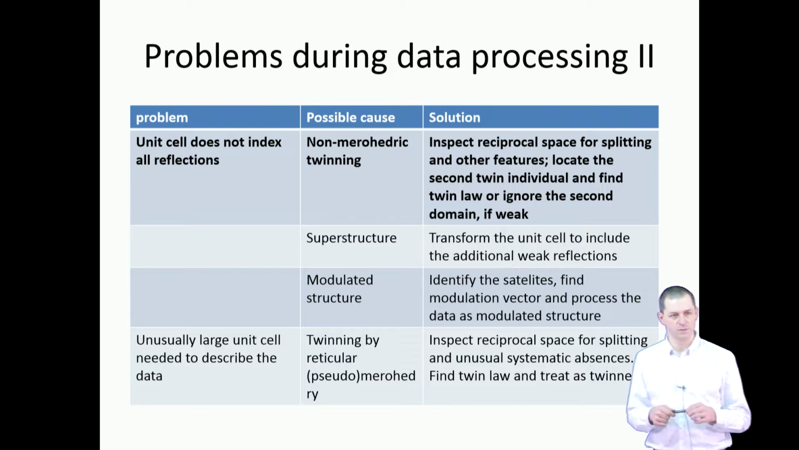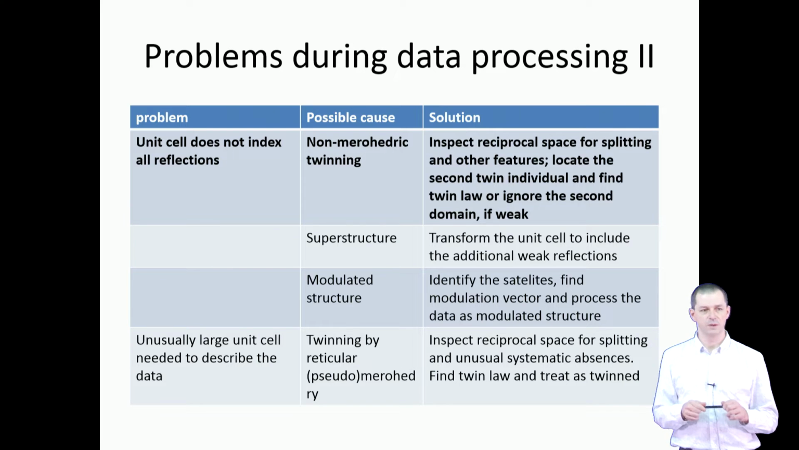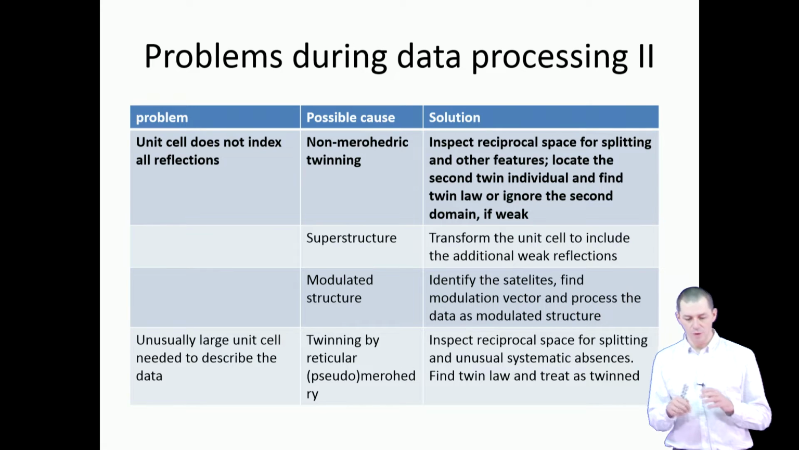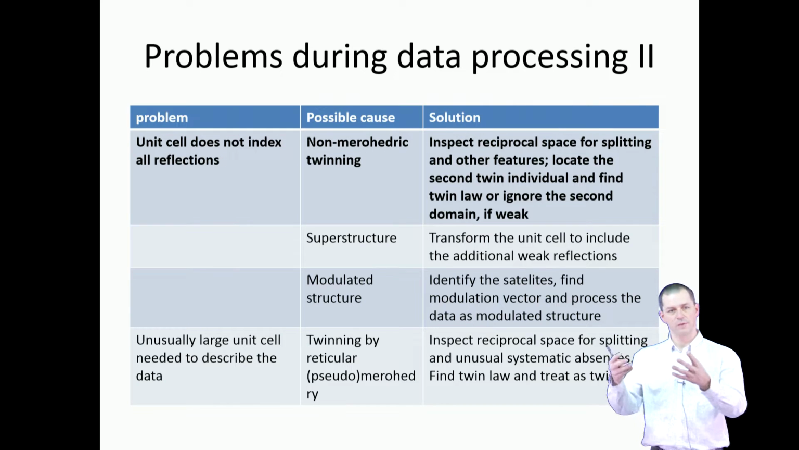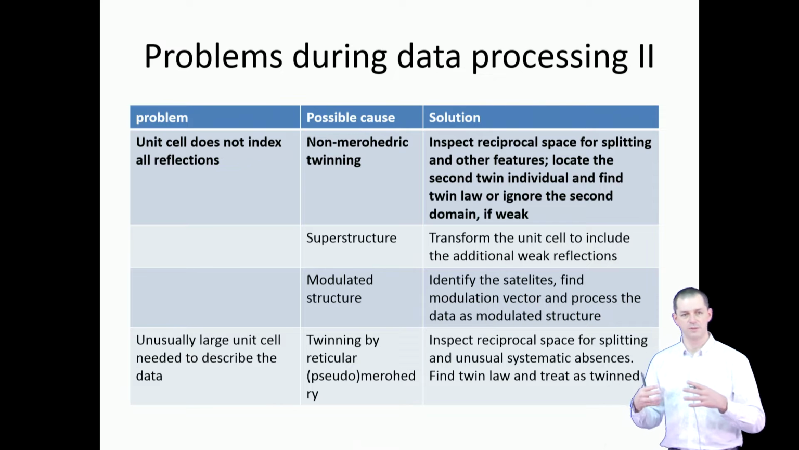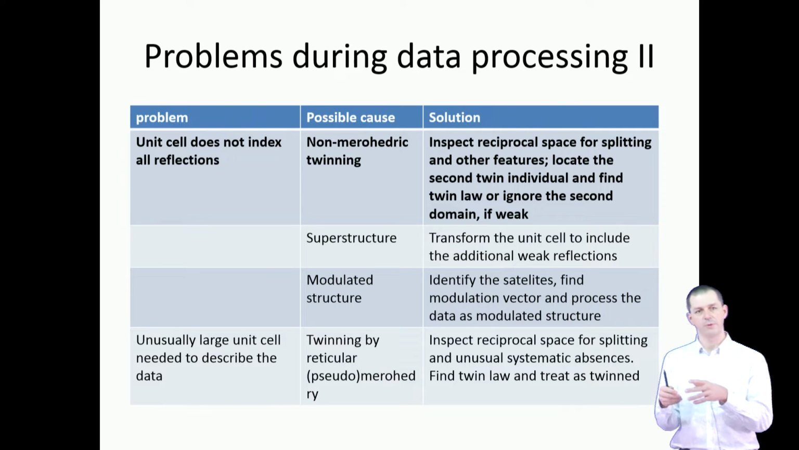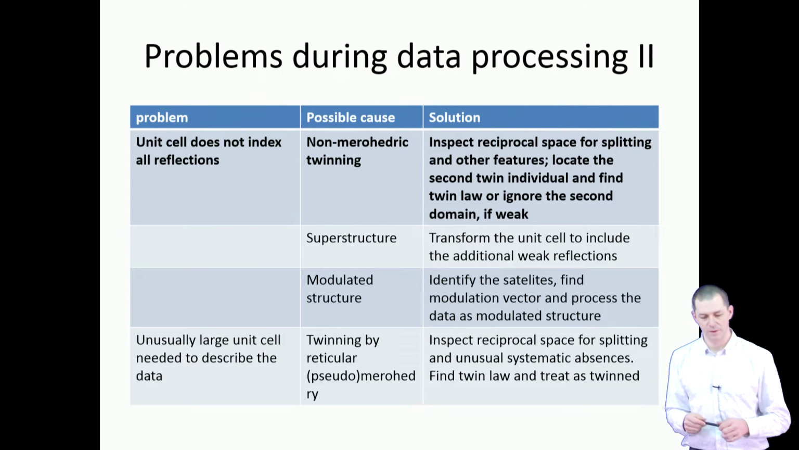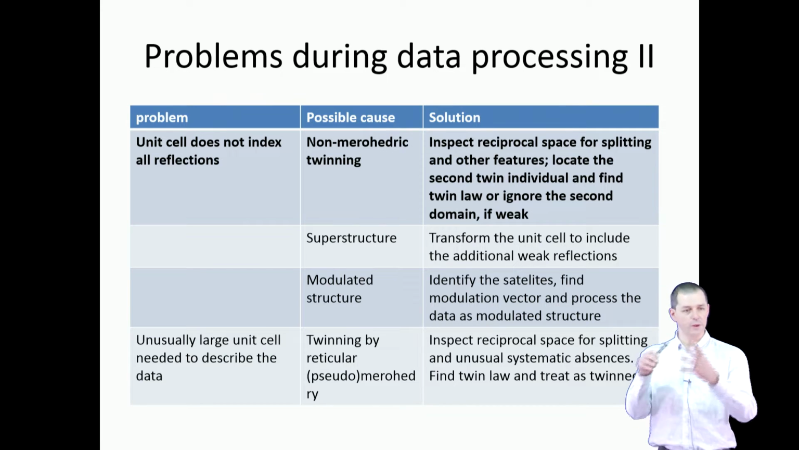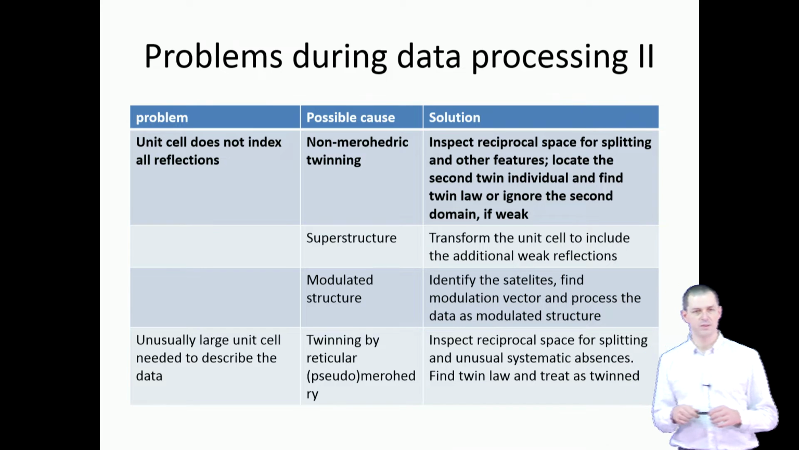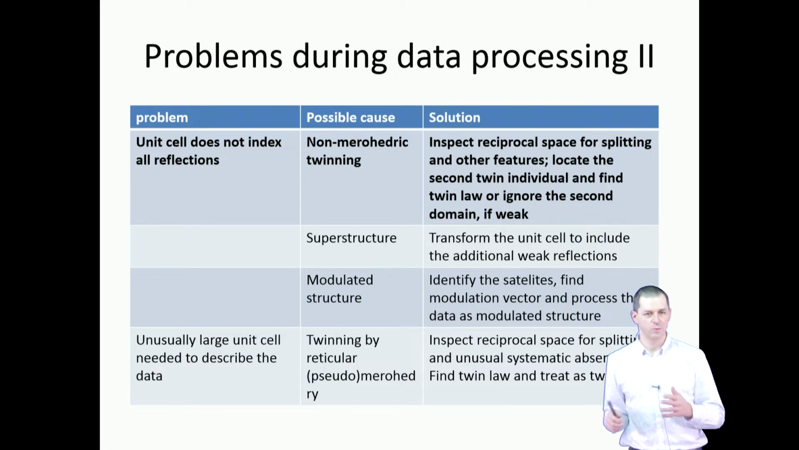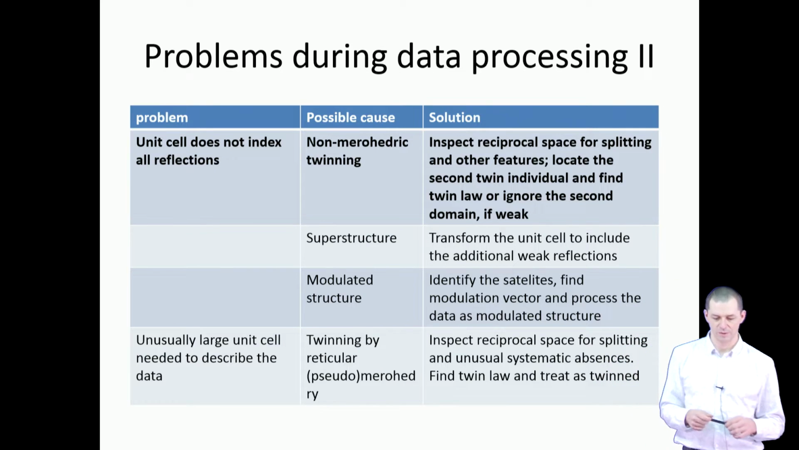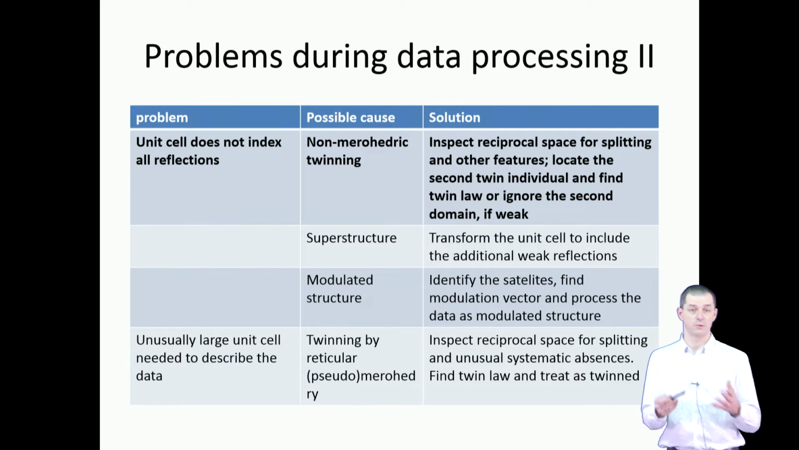That can be found by inspecting reciprocal space, and in the diffractometer programs you can locate the second individual. So you find the first matrix, then remove the reflections which are indexed by the first unit cell, and you can find another unit cell describing another orientation, that describes the second twin individual, and then you can find the twin law. Or if the second domain is weak, you can simply ignore the second domain. Then you convince yourself that you can do it.